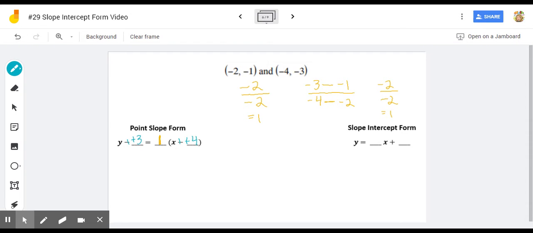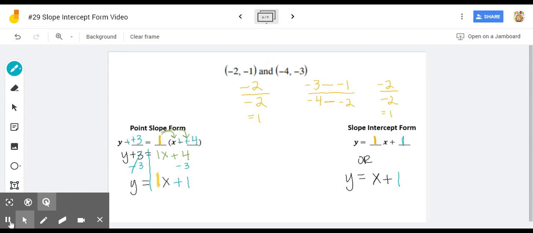And now we need to change it so we can find the y-intercept. So we need to distribute. So we get 1x plus 4 when we distribute. We're going to undo this positive 3 by subtracting 3 from both sides and combine your like terms of 4 minus 3 to get positive 1 over on the right. So that means our y-intercept is positive 1 and our slope is 1. Now, instead of writing that as y equals 1x plus 1, you could write that as just y equals x plus 1 if you'd like, and that would still be acceptable.